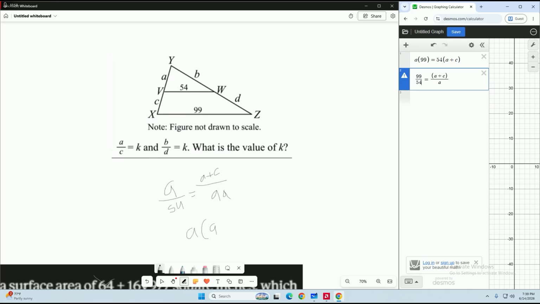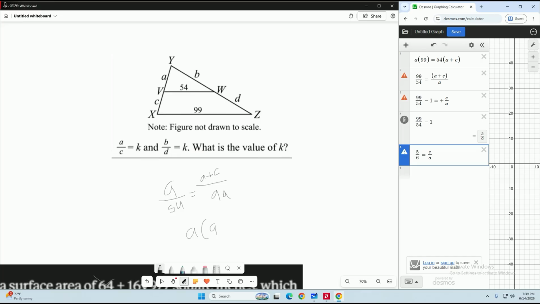Now I can separate this out into two fractions. 99 over 54 is equal to A over A plus C over A. A over A is just 1, because that obviously cancels. Now I'm going to subtract 1 from the right-hand side to isolate C over A. The value of this is 5 over 6. So 5 over 6 is equal to C over A.